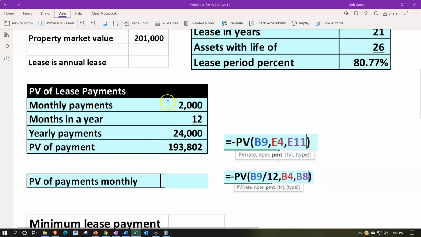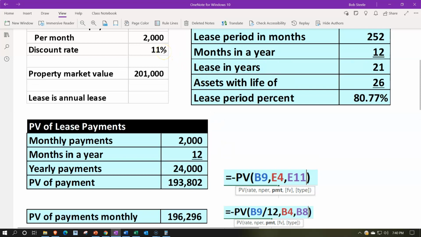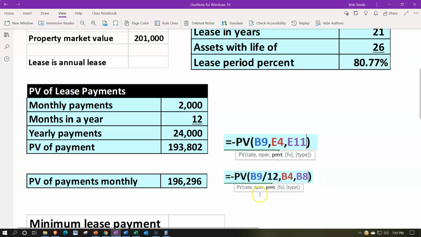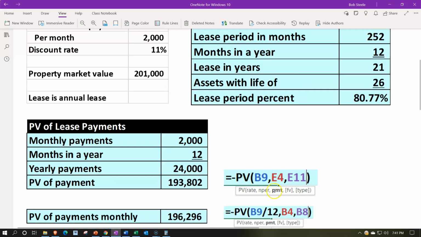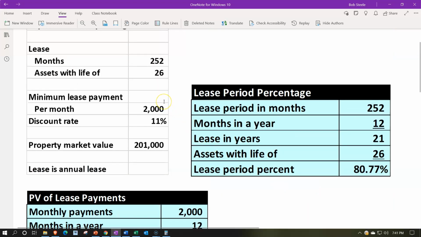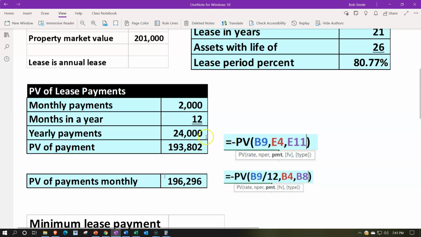You could also do that calculation in months, so it would look something like this. Instead of breaking it out to the yearly amount, we might just use the monthly amount. So the rate would be the 11%, but that's the yearly rate. So if I divide by 12, then we get the monthly rate. And then comma, the number of periods in months would be that amount of the 252 months. And then comma, we'd have the payment amount, which would be the $2,000 per month. It gives us a slightly different number due to the fact that we, of course, had to group the monthly payments.